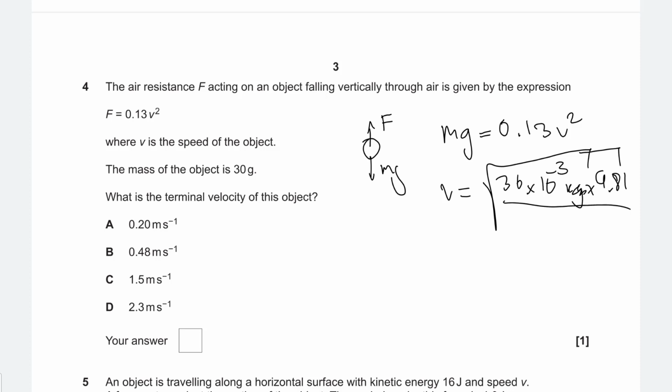Let's get rid of this unit for now. And so then we're going to be dividing that by the constant 0.13. Okay, let's put this into a calculator. Once again, do not forget to square root. One of the answers will likely be omitting the square root. So 30 times 10 to the power of minus 3 times 9.81, divide that by 0.13. And this here will give me around 1.50 meters per second. Correct answer is C.